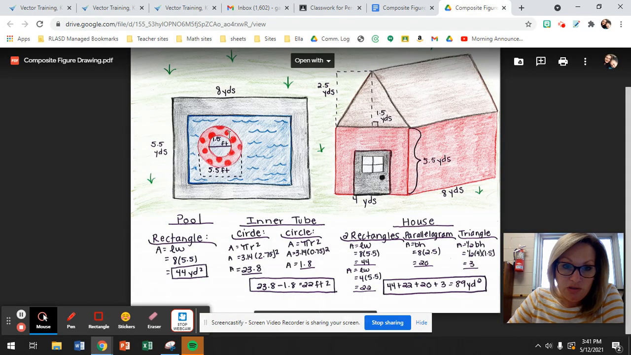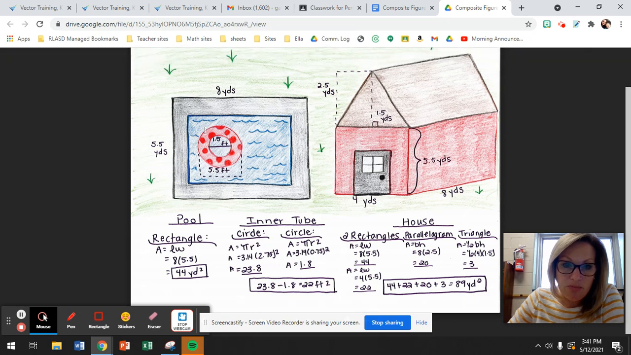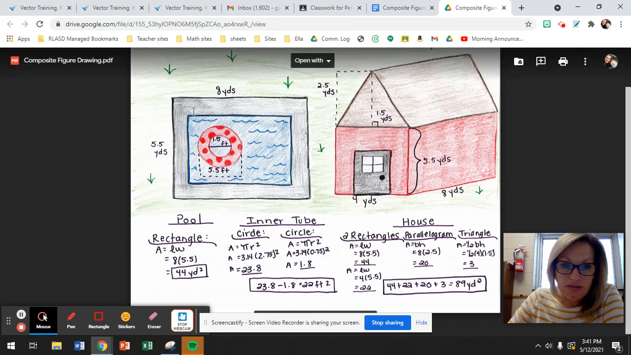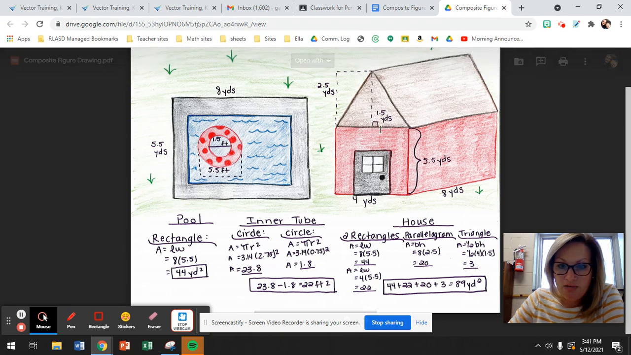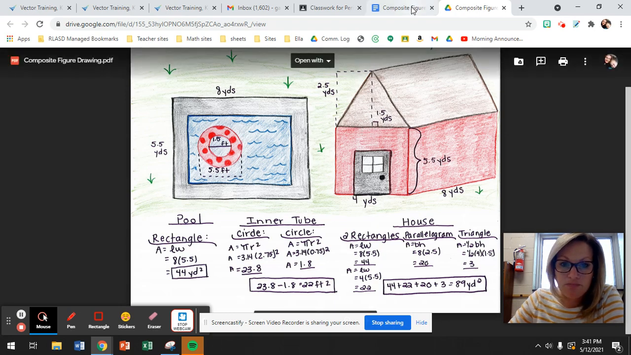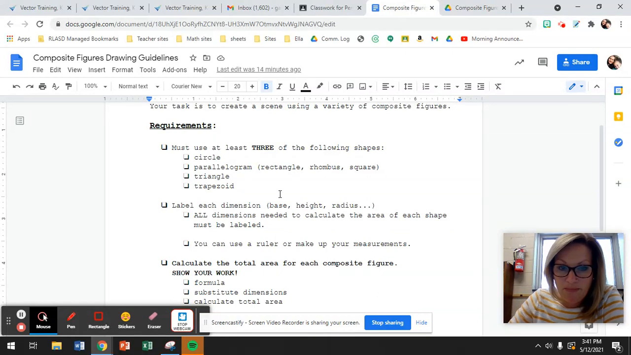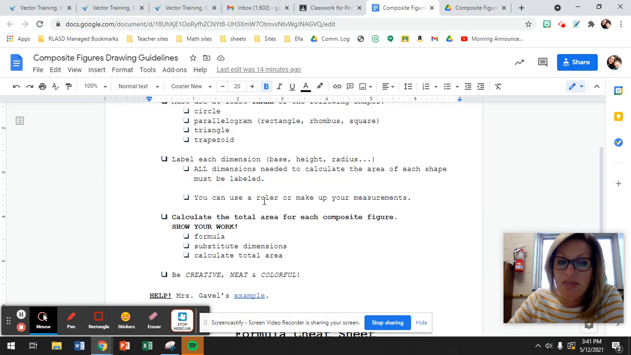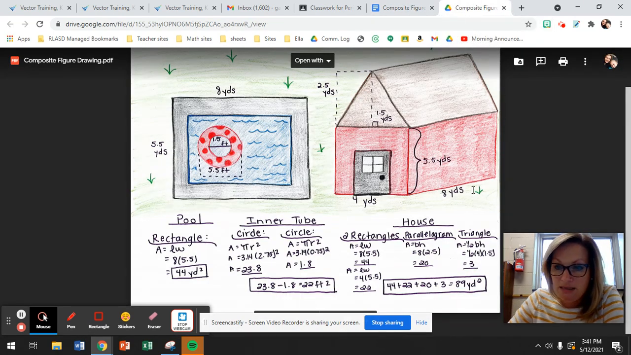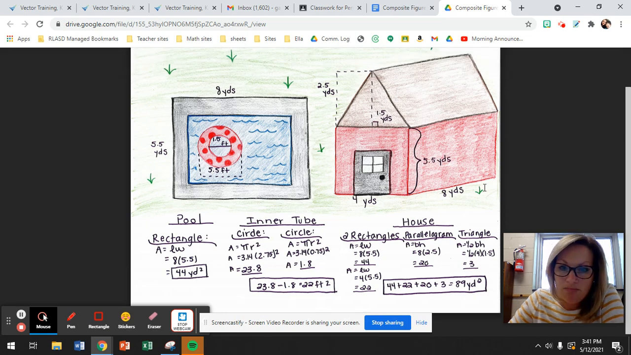On mine, I used a circle for my inner tube in my pool. I used a rectangle for the pool and for the house. I used a parallelogram for the roof, a triangle for the roof, and a rectangle for the house. Then I want you to label each dimension: your base, your height, your radius. So here's my base of the house, and I just made it up.